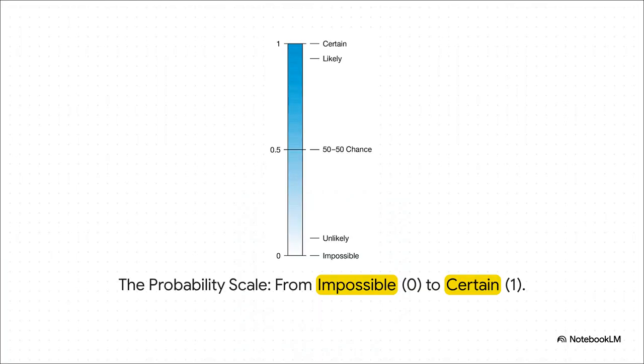And I love this because really everything in probability lives on this super simple scale. On one end, you've got 0. That means an event is totally, completely impossible. On the other end, you've got 1. That means the event is absolutely certain to happen. Everything else, literally every other possibility, is just a number somewhere between 0 and 1.